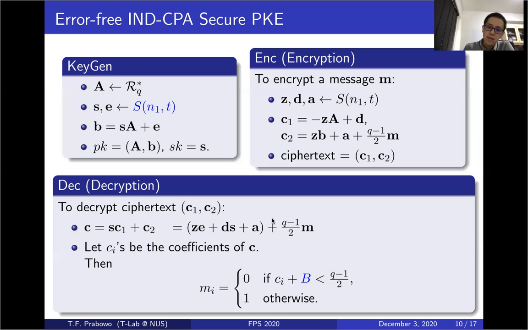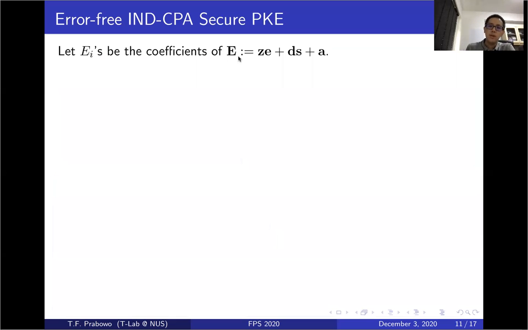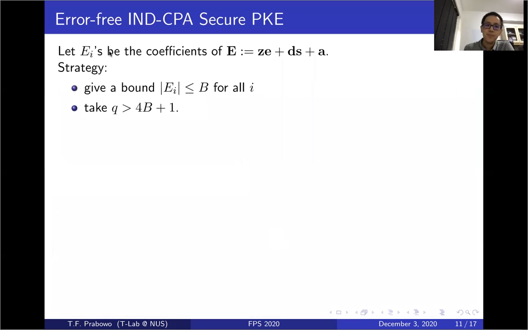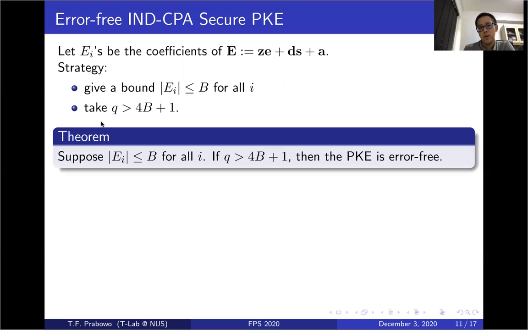Okay, so this thing, let's give it a name. Let's call it big E. Right? Big E is equal to this one. And again, it's a polynomial, so it has coefficients. Let's call the coefficients Ei. In fact, the strategy to make our scheme error-free is to give a bound on the absolute value of Ei. So B, we will take B to be this bound on Ei. And then we will take q to be bigger than 4B plus 1.